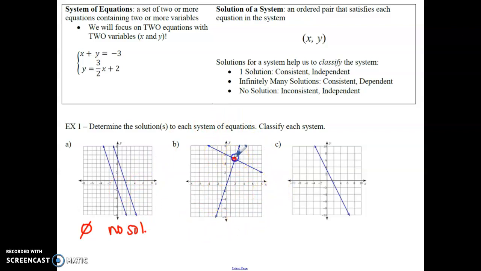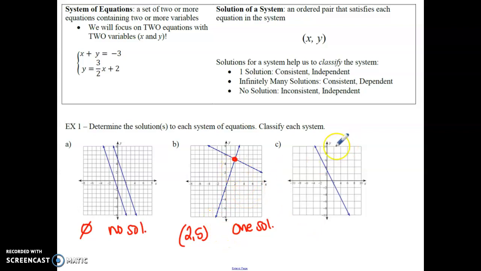Typically we have two people who are living their lives and they might meet at some certain point in time, but then carry on with their own lives after that. This is when we have one solution, and if there's one solution, you need to tell me what that solution is. So if I find that ordered pair, I go over 2, up 5. My solution is (2, 5). You do not have to write out one solution and no solution every time. Just give me the empty set or the actual point and you'll be good. These are consistent and independent because they do their own thing.